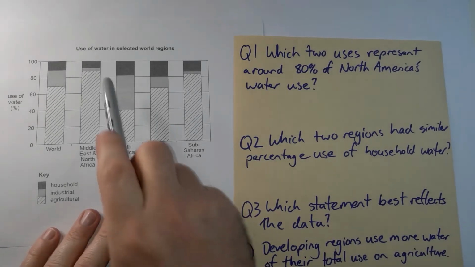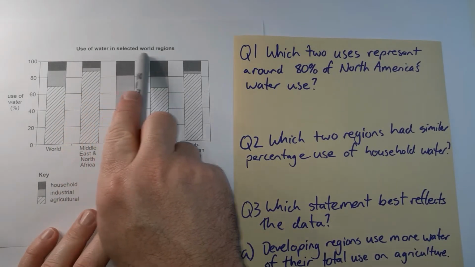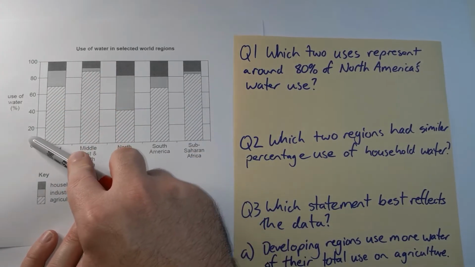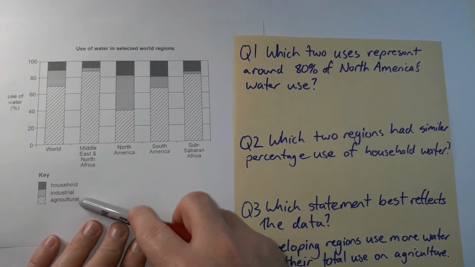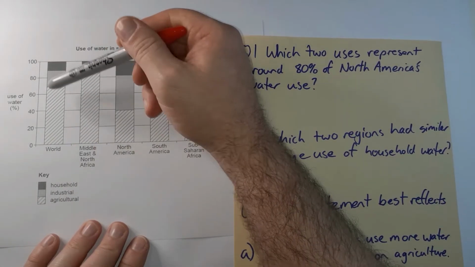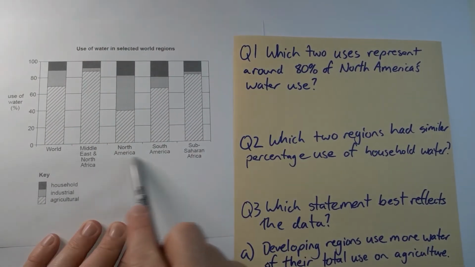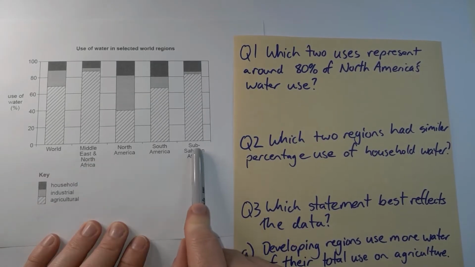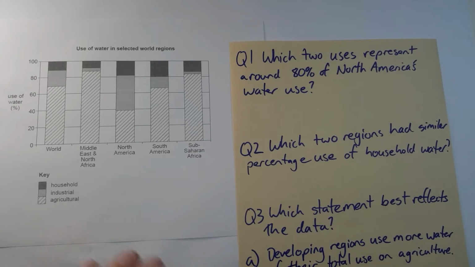So just to have a look at the graph first, we're looking at the use of water in selected world regions. We've got the percentage within that region, and the key tells us what each sector means. And then along the horizontal axis, we've got the whole world and then the 4 different regions. So question 1, which 2 uses represent around 80% of North America's water use?